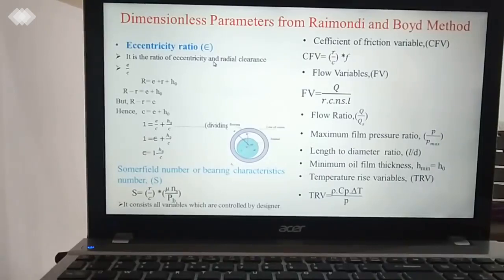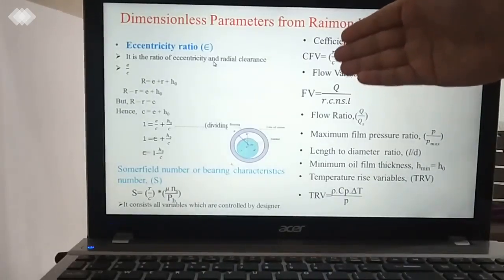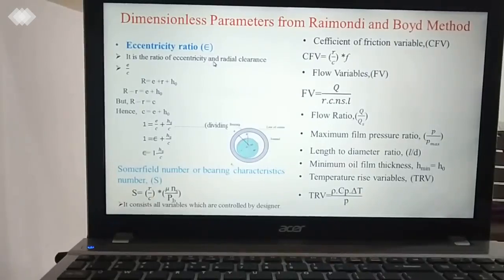The next is the coefficient of friction variable, CFV. It is a very important term because it directly affects the efficiency of the bearing, and that coefficient of friction variable is equal to R upon C into F, where F is the coefficient of friction. That is F into R upon C. Next is the flow variable. Flow variable FV is equal to Q divided by R C Ns L.